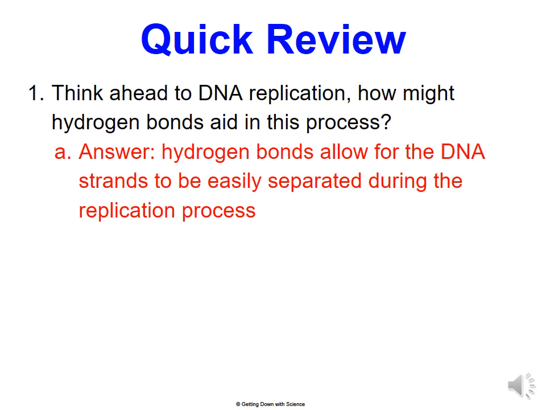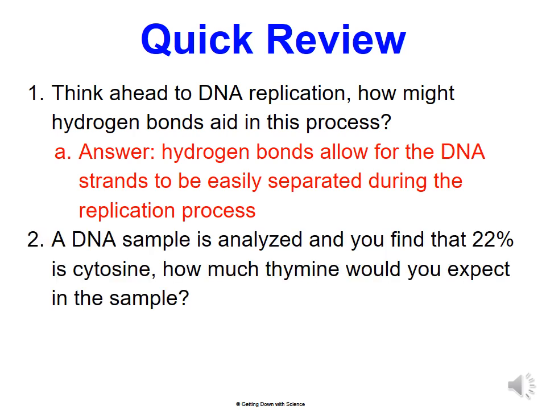And then we have a DNA sample is analyzed, and you would find that 22% is cytosine. So how much thymine would you expect in the sample? So remember, cytosine always bonds with guanine. So if we have 22% of cytosine, that means we have 22% of guanine. And out of 100%, we're going to take away the 44%. And then we're going to divide that in half. And so we would expect about 28% thymine.